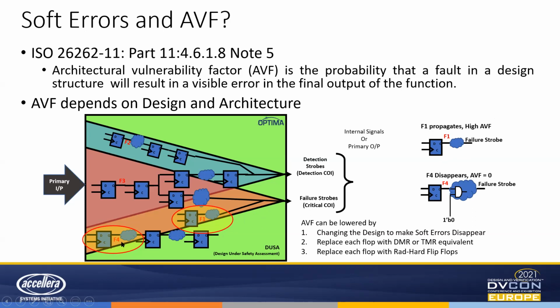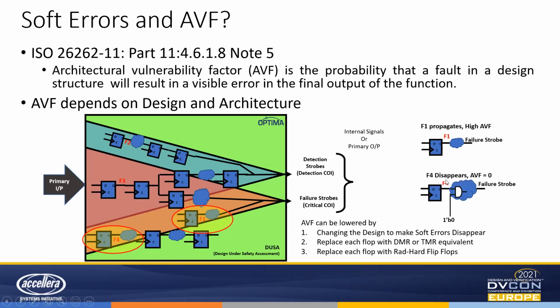Whereas F4 is not reaching anywhere. That means it is disappearing. If it is disappearing, your architecture could be such that there is a bit that is blocking it, or the fault which is bit flipped on this flop disappears in the next few cycles, right? So for that, the AVF will be 0, because whatever you bit flip here, the fault is not going to violate the safety goal, and that's where we call the AVF 0.